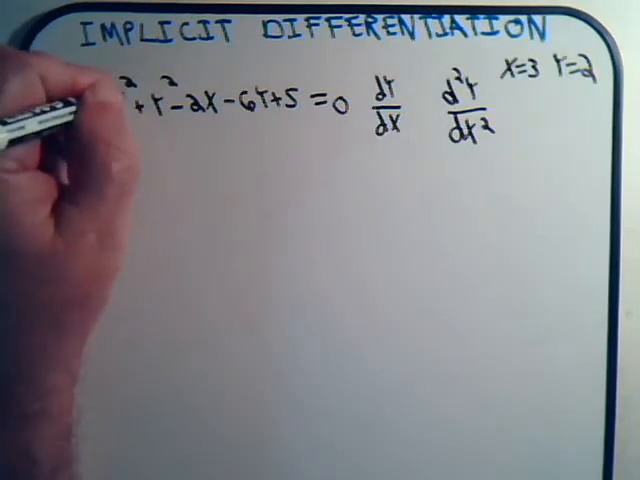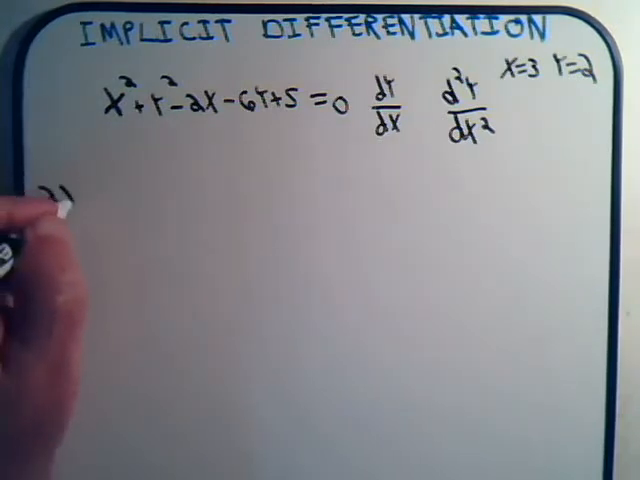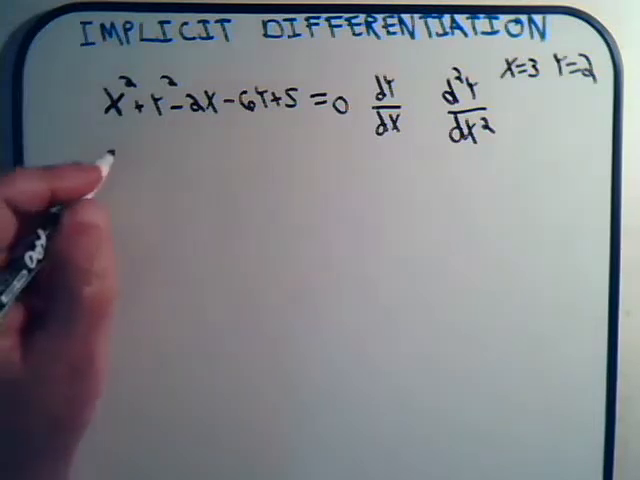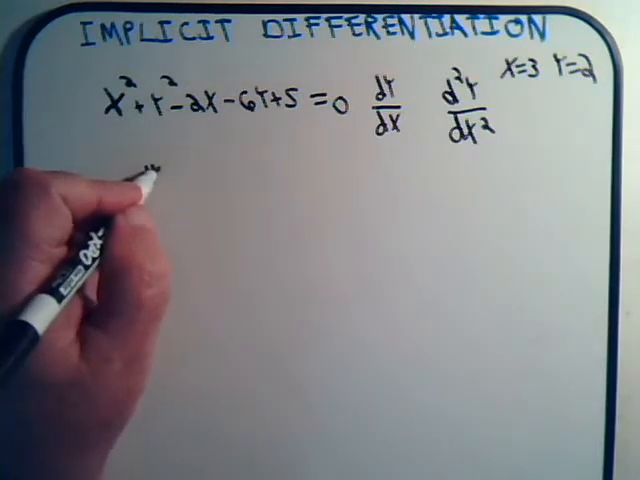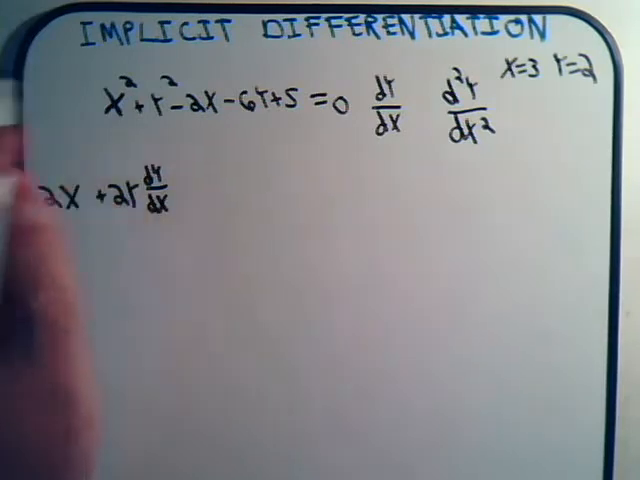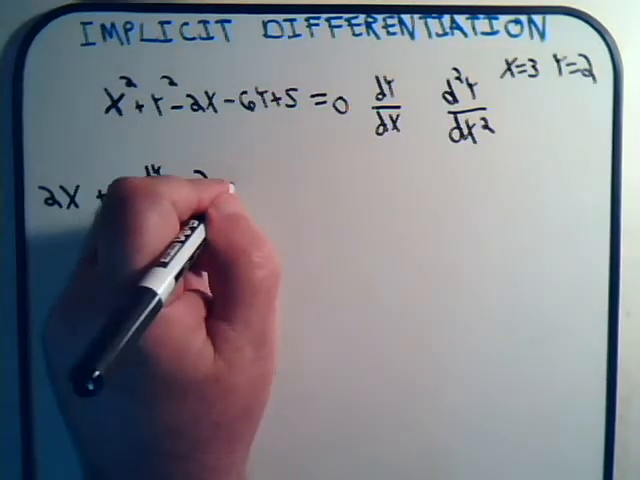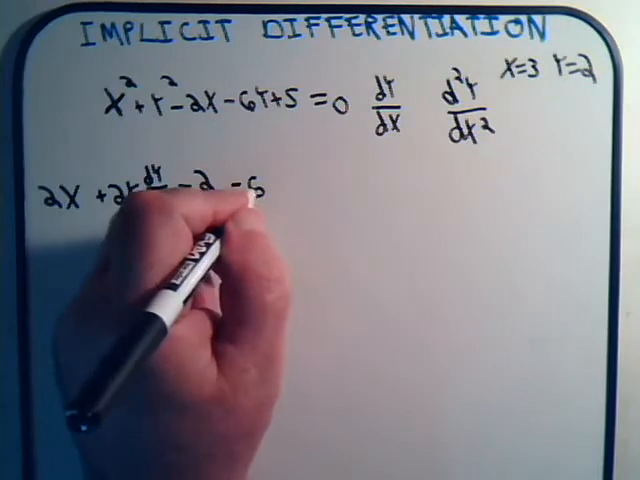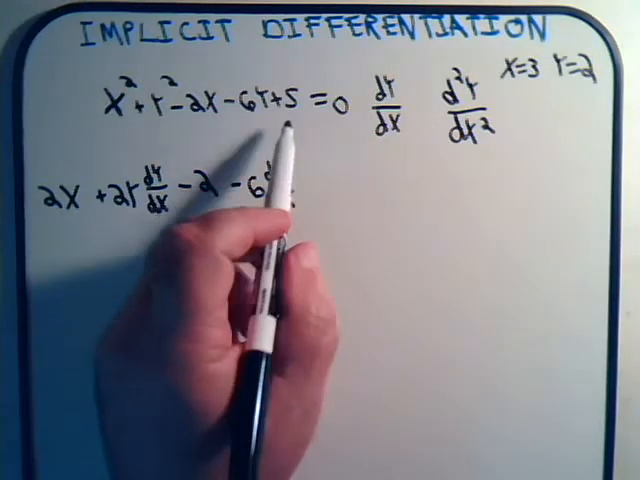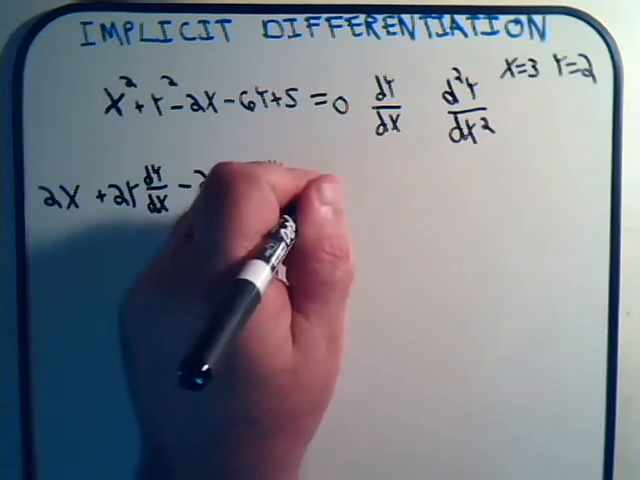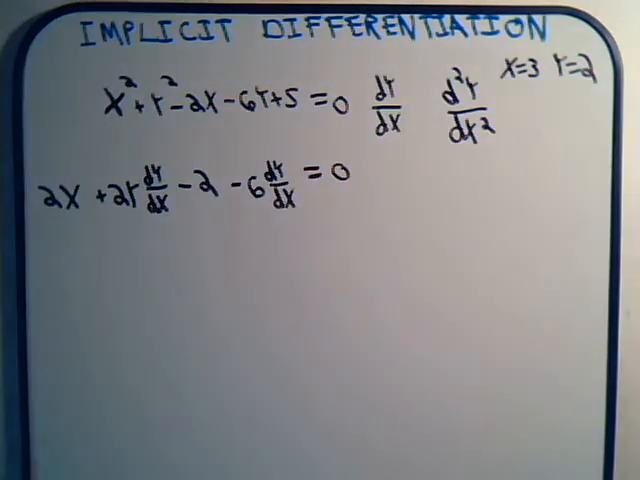So, let's go along and get started here. This would be 2x dx/dx, which is just 1, plus 2 times y dy/dx, minus 2 times dx/dx, which is just 1, minus 6, this would be dy/dx, and we take our derivative. And the derivative of that constant, of course, is 0, and that equals 0, which is also a constant, so its derivative is 0.